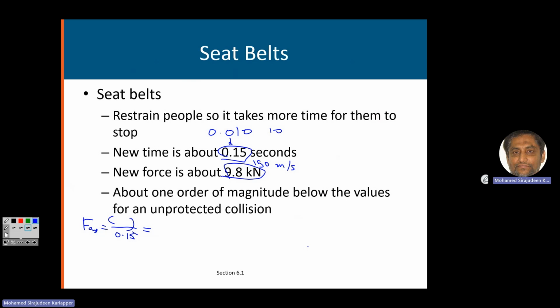So the average force is 9,800. That's a great reduction, okay? One order of magnitude less. So that shows you how a seatbelt can help to reduce the damage.